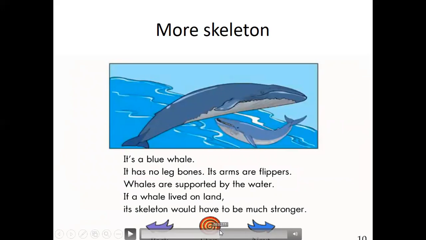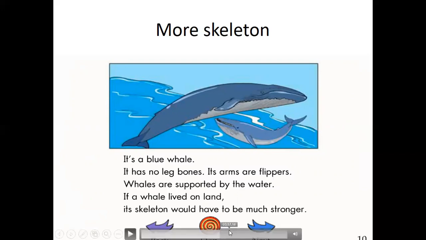Yes, it's a blue whale. It has no leg bones. Its arms are flippers. Whales are supported by the water. If a whale lived on land, its skeleton would have to be much stronger. Okay, it means that the bones of sea animals are lighter than those of the animals living on land.